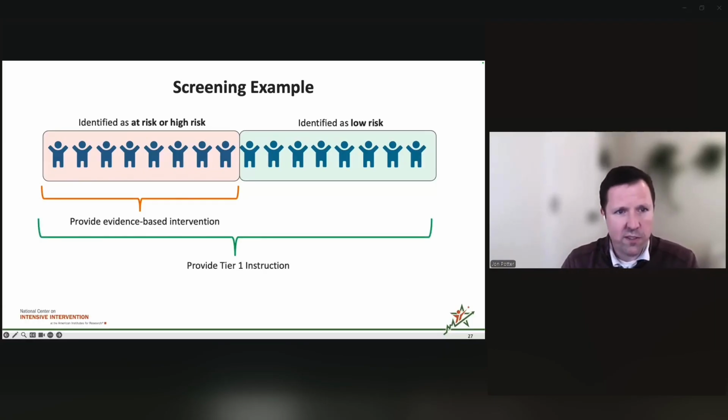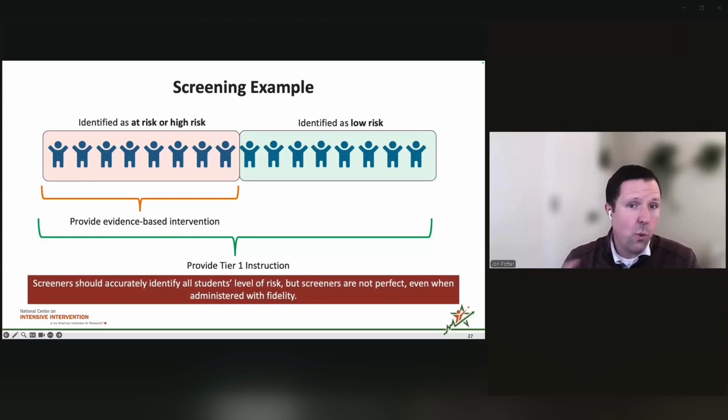All of our students would receive tier 1 instruction. Even the students identified in need of additional support still get high quality tier 1. We don't take them out of tier 1 to give interventions. We do that in addition to. And so we want our screeners to accurately identify all kids' level of risk. But even though screeners are better than that teacher referral model, they are not perfect.